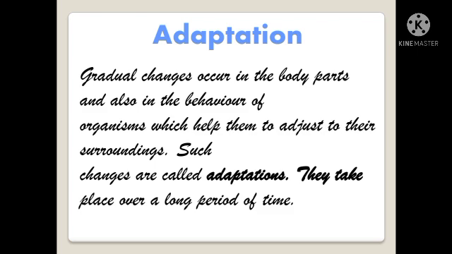So students, what does it mean? The changes that occur in the body parts of the organisms to adjust themselves to the surroundings for their survival are known as adaptations. They take place over a long period of time. The changes that occur are not temporary, but for a lifetime. Now let's see various adaptations in plants one by one.